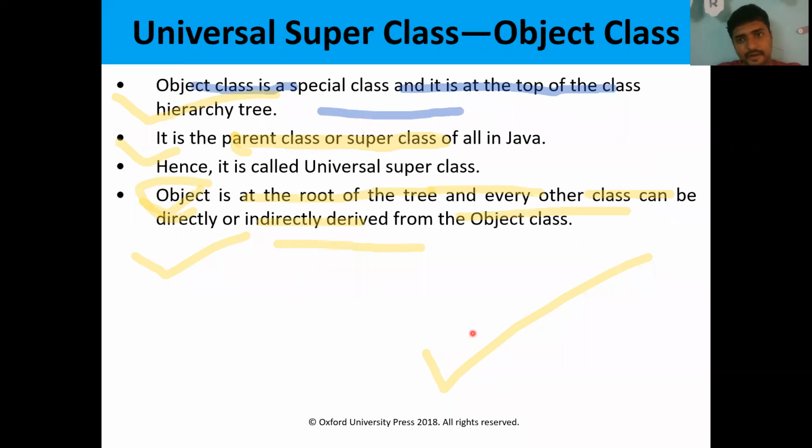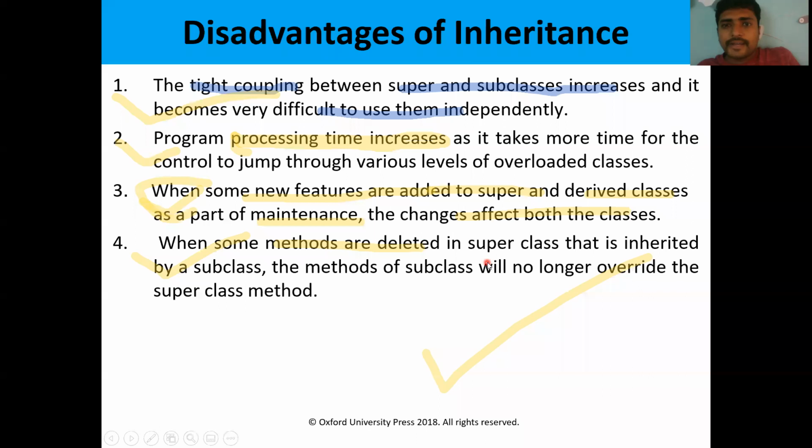Next one, object class. We can see this in the next class. Any doubts? In today's class, we have discussed the concept of inheritance and types of inheritance. We have seen the syntax for inheritance, and then the syntax for types of inheritance.